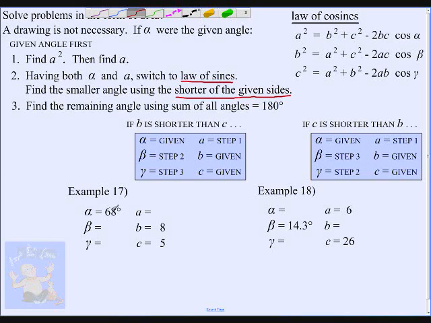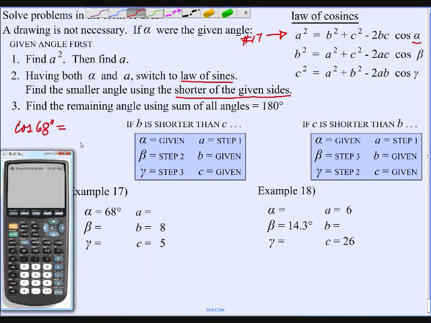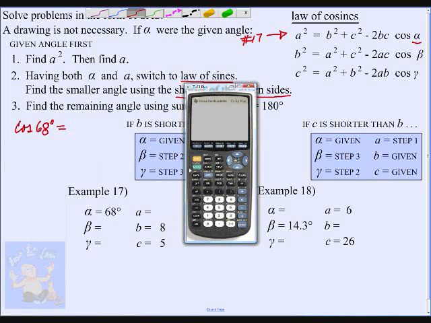So let's start out with this. We're going to want to use this for number 17, right? Because we have alpha. So what is the cosine of 68 degrees? We'll just get that before I even get started. Cosine, we'll turn it on. Cosine of 68. Find out what that is. All right, there it is.